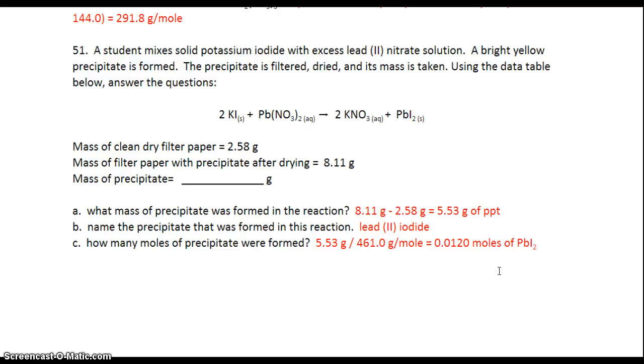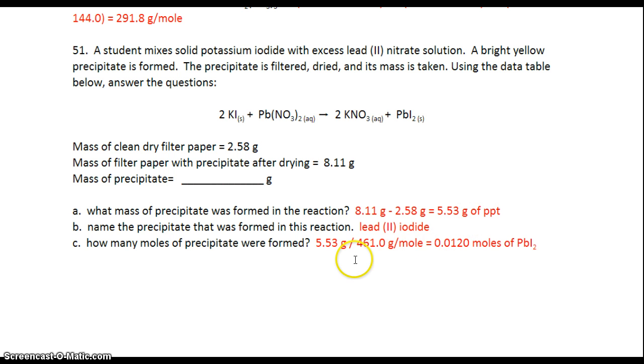So looking at A, we're trying to find out how much precipitate is formed, which means we have to subtract the mass of the filter paper with the precipitate in it after it's been dried, and the mass of just the filter paper by itself to get the mass of the precipitate.